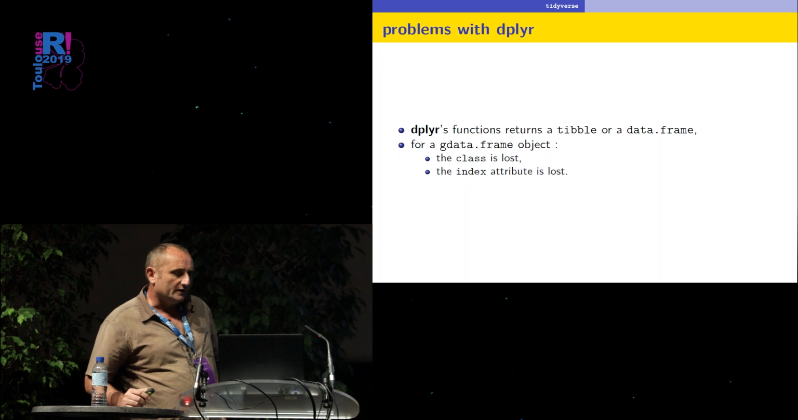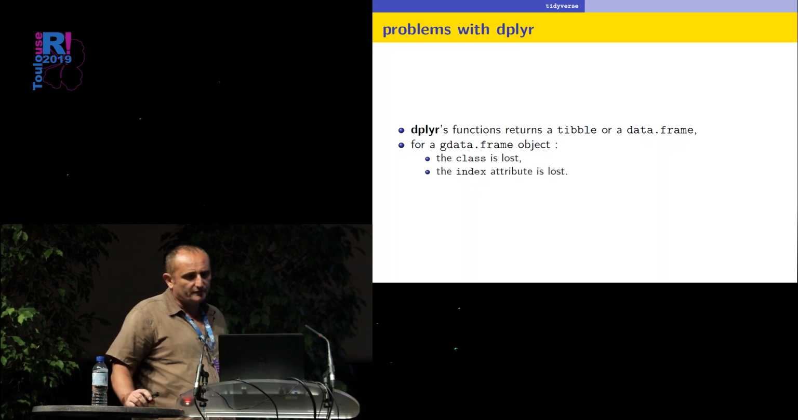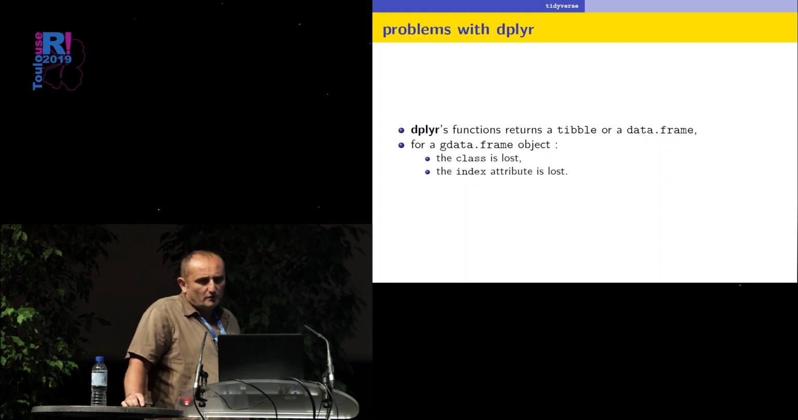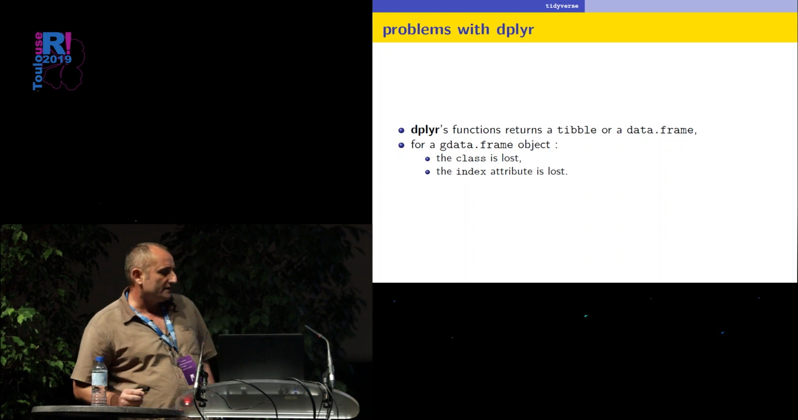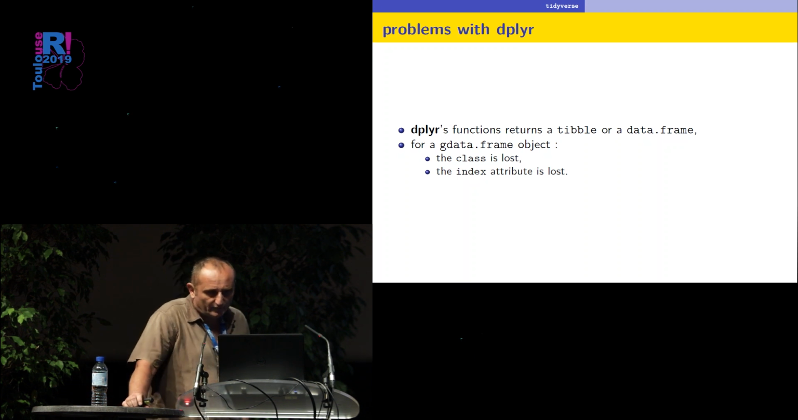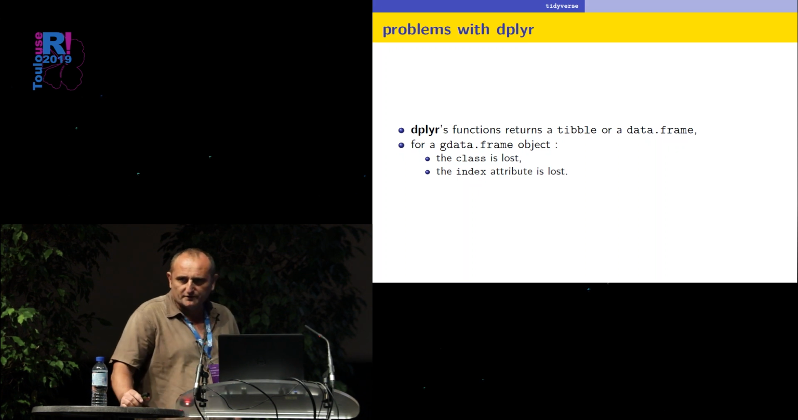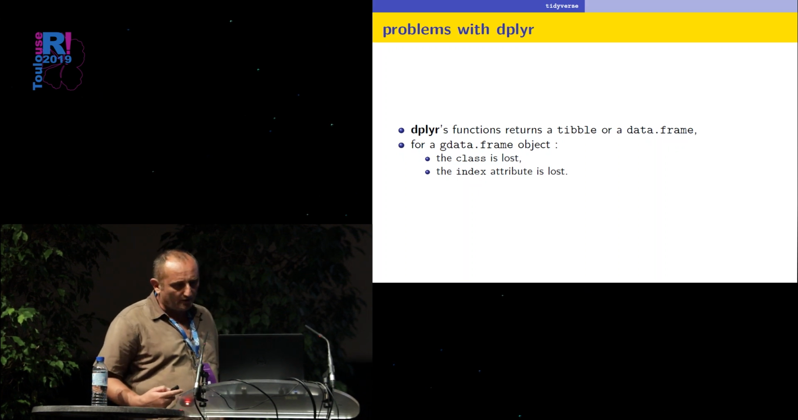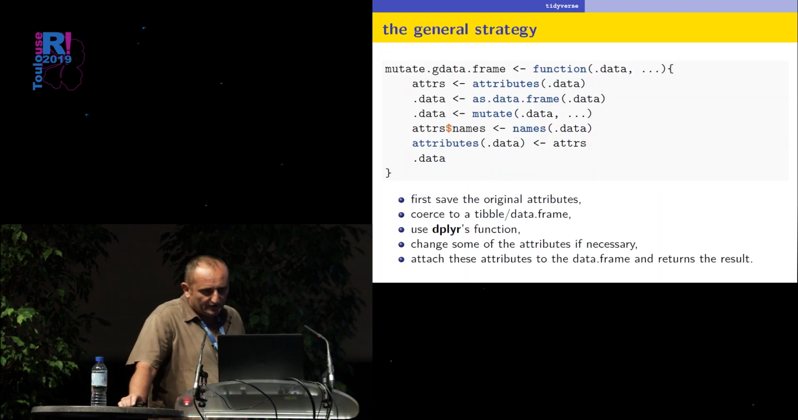Finally, I tried to make it work with at least some of dplyr's functions. There were problems with most dplyr functions, because a dplyr function returns either tibbles or data frames, and if the argument is a gdata frame, the result is not a gdata frame. So the class is lost, and moreover, the index attribute is also lost. So I had to rewrite some methods for gdata frames.